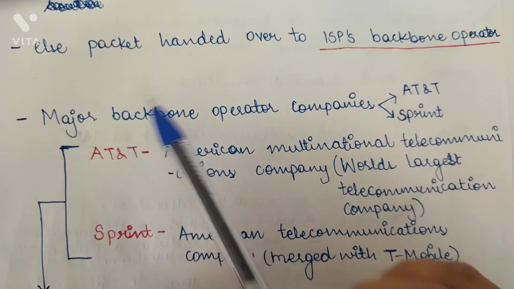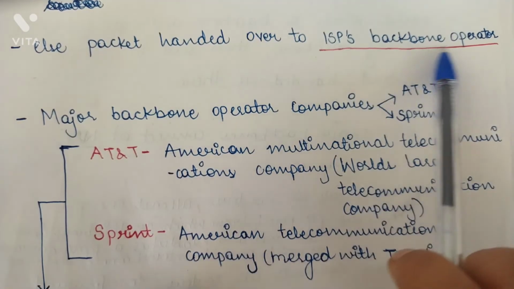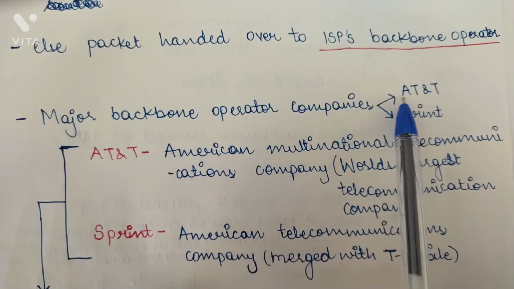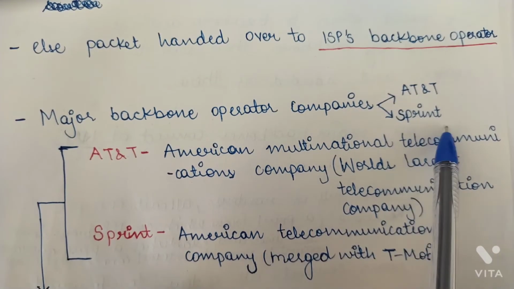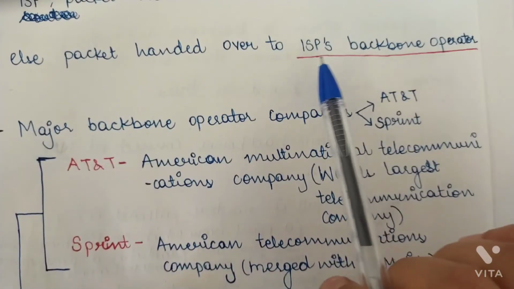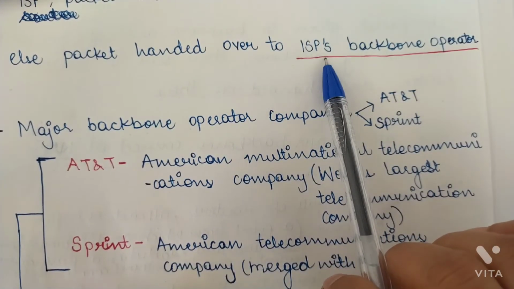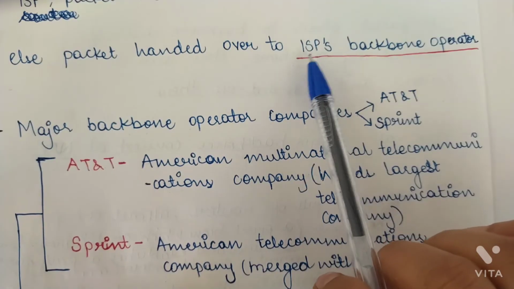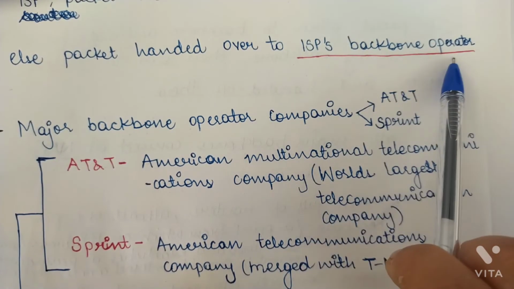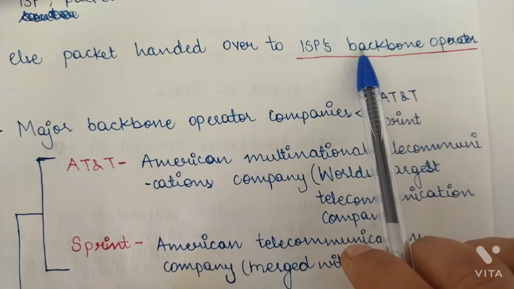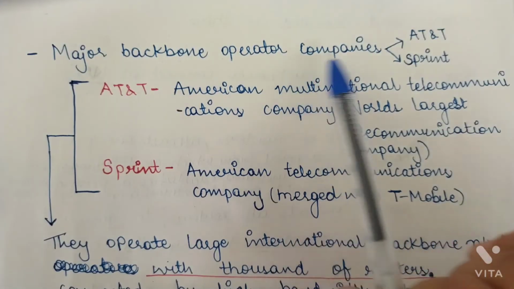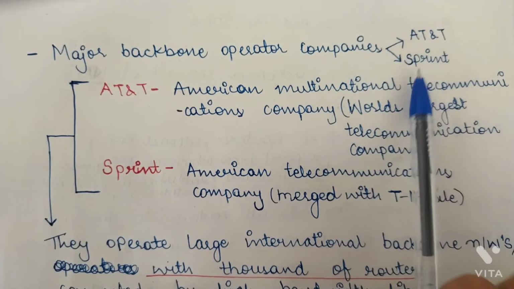Now major backbone operators are your telecommunication companies. So major backbone operator companies are your AT&T and Sprint, right? Since I said that if a packet is destined for a host which is serviced by a different ISP, then it is handed over to the ISP's backbone operator, you must know what a backbone operator is. So the major backbone operator companies are AT&T and Sprint.